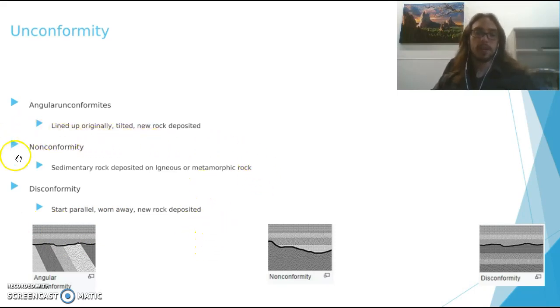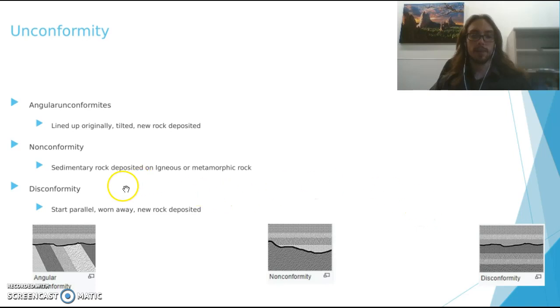A nonconformity is when sedimentary rock is deposited on an underlying rock layer. It doesn't have to be igneous. It can be metamorphic as well. Right here we see these rock layers, and then at some point there was like a hole in the ground or something, a fault line. Some sedimentary rock was deposited down in there, and it really screwed up the aging process of these rocks. So this sedimentary area is probably younger than these rocks right here, just because it was deposited in there.